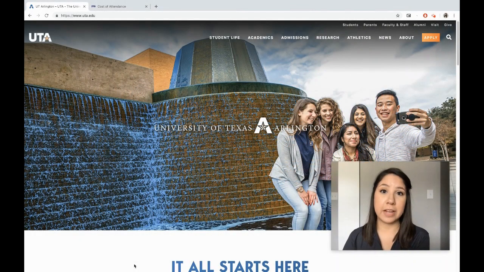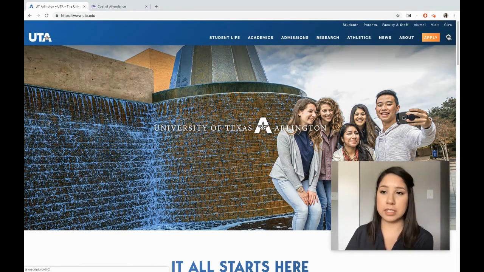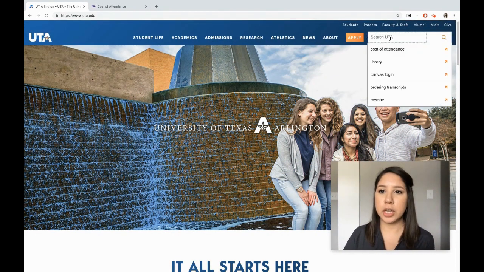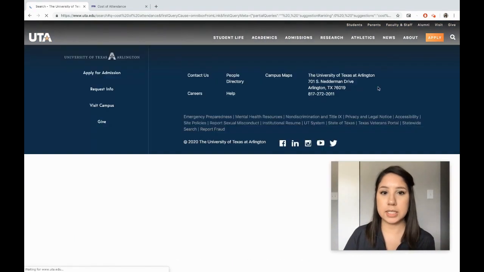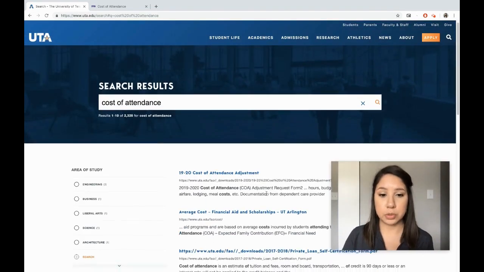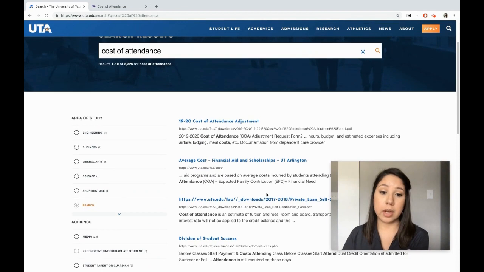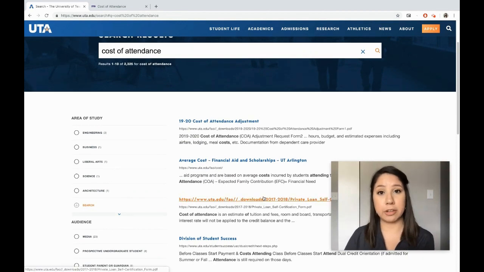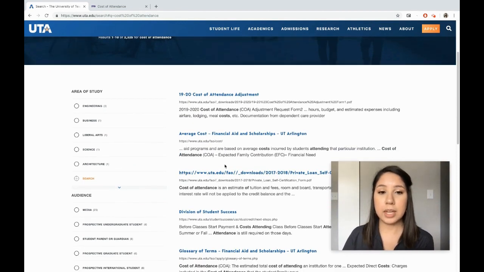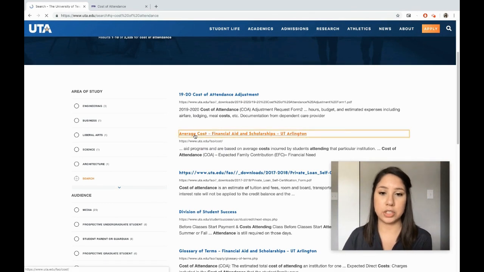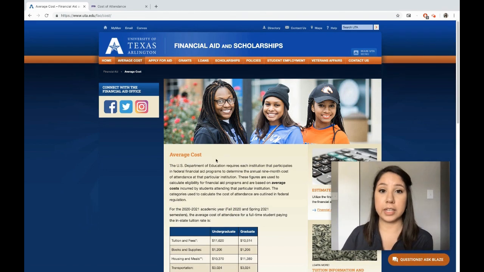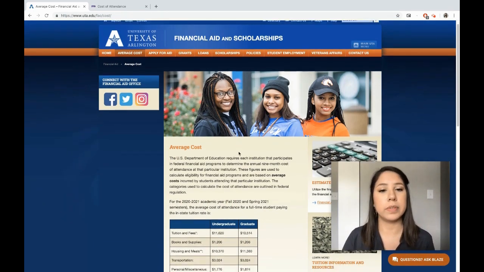Here we have the website for University of Texas at Arlington, or UTA. We're going to go ahead and look for a search bar, which pretty much every college website does have this kind of tool. You'll hit search and you'll want to type in cost of attendance. It'll bring you to some search results, and you're going to have to do some clicking around to make sure you find the correct page that you're looking for. Since I did this beforehand, I know it's under average cost with the Financial Aid and Scholarship Office. That's usually a good sign that you found the correct information if it's under the Financial Aid Office.